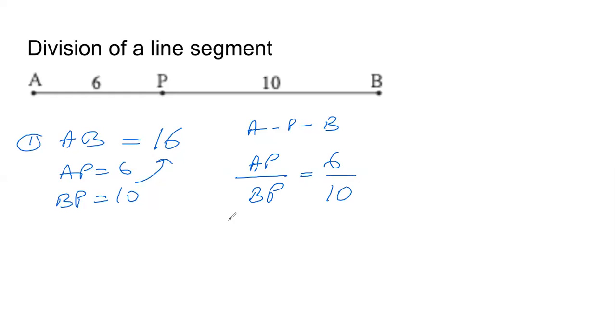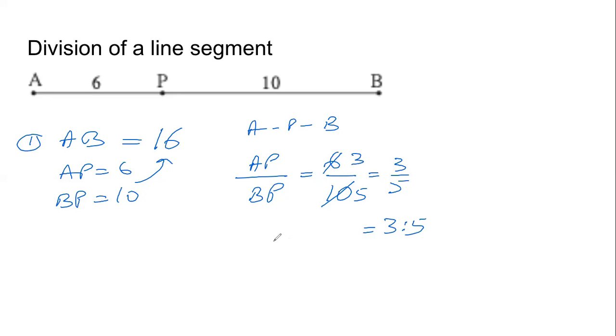We know that we can simplify such ratios. Both 6 and 10 are even numbers, both are divisible by 2. So 6 divided by 2 is 3, 10 divided by 2 is 5. We can also write it as 3 by 5, or as 3:5. And we can say the point P divides the line segment AB in the ratio 3:5.